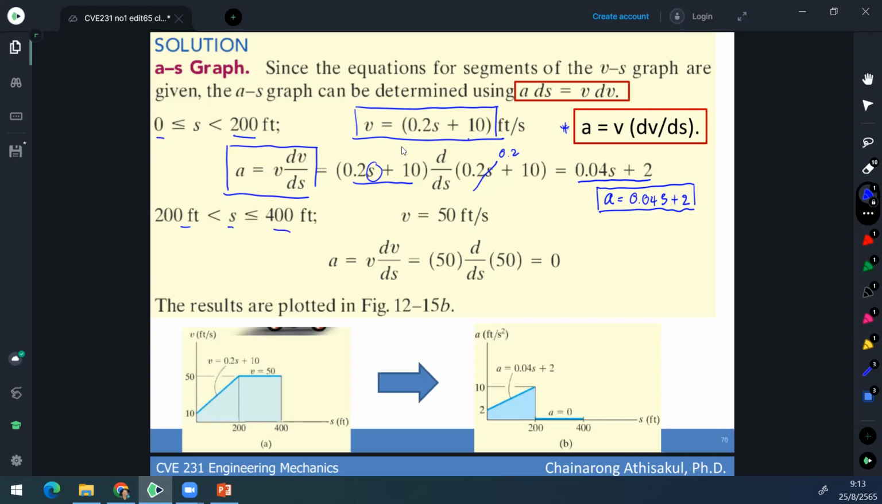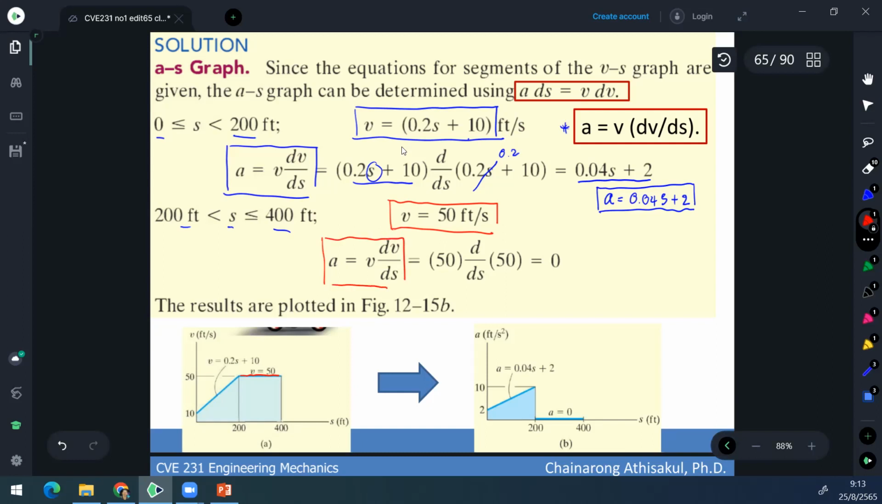And then we will consider the next period, that is for the position from 200 foot to 400 foot. You see, for this case, we know that the velocity is constant according to the graph. In this period, velocity is constant along each position. So then we use this relationship and we will obtain the acceleration equal to the velocity at any point times the slope of this graph. That is, this term becomes 0. So the acceleration in this period is 0 for any position.